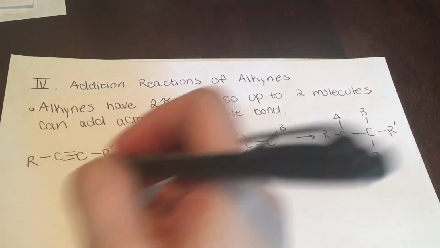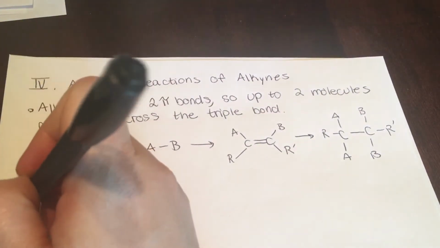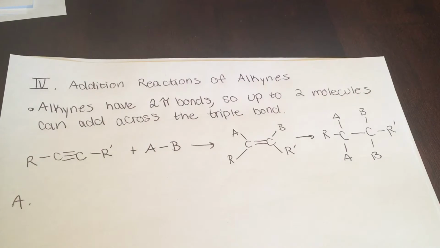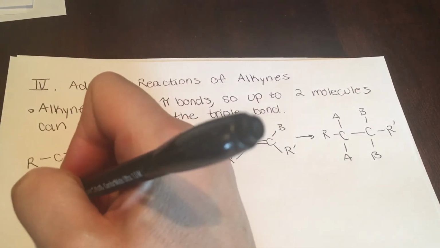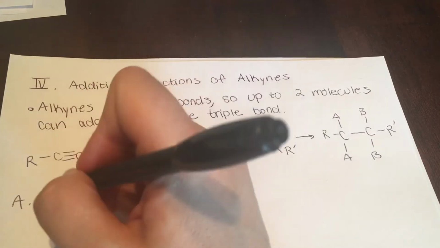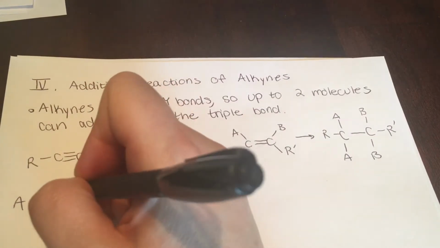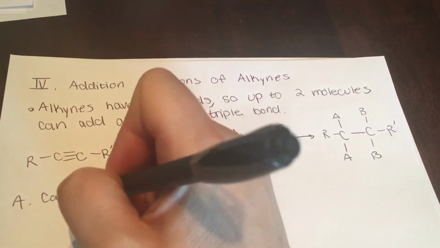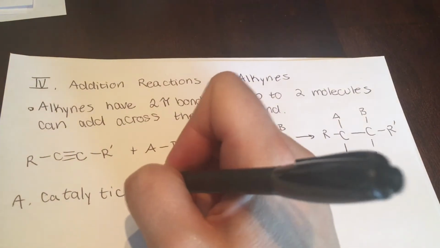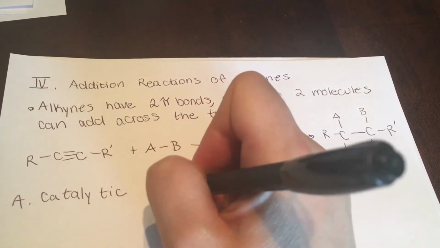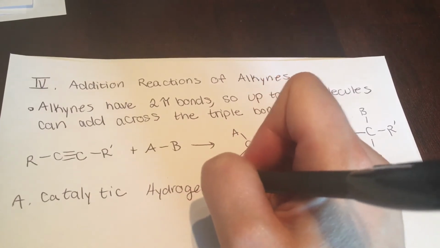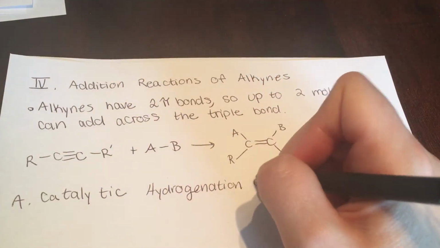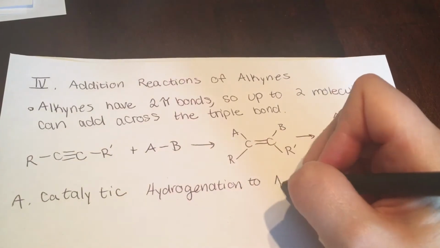So our first reaction, let's use the catalytic hydrogenation of alkynes. Remember, that's using the palladium on carbon and H2 gas. So catalytic hydrogenation of alkynes.